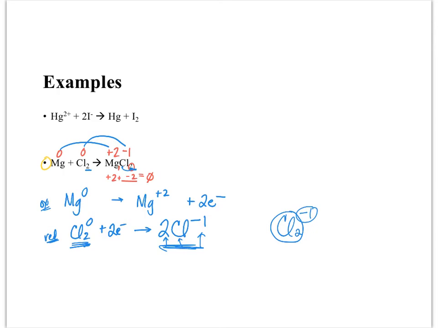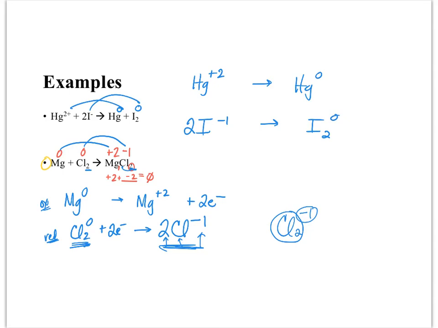For this first one, the charges are written in for you, and for the products, they're going to be zeros because they are alone, they're not in compounds anymore. So we have mercury starting out as a +2 and changing to a 0. And we have 2 iodine -1s changing to 2 iodines at a 0.